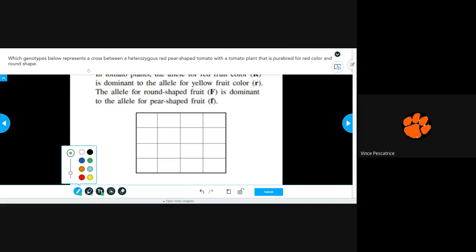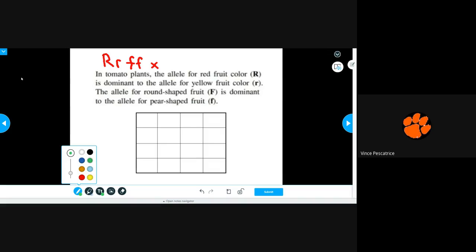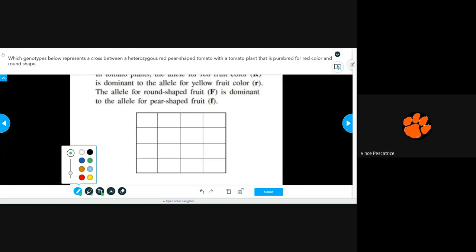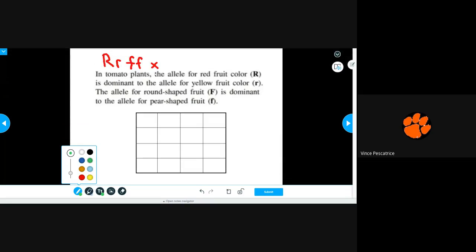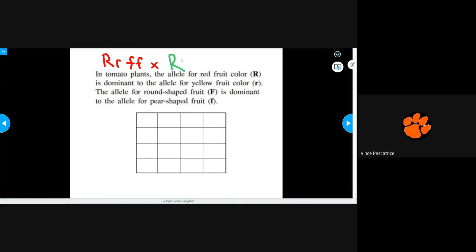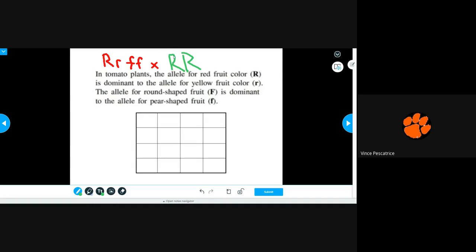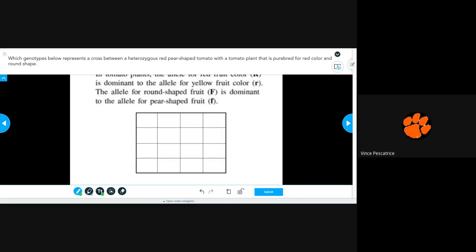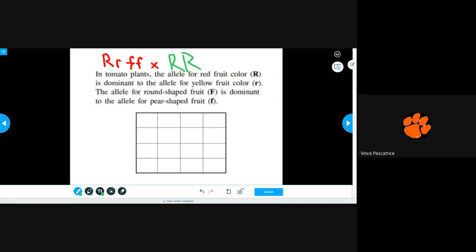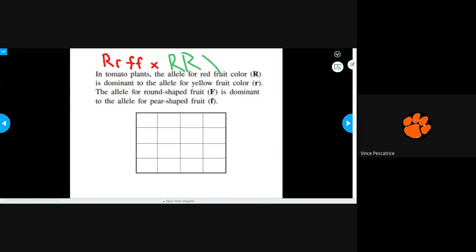That is paired with, all right, it wants us to pair with a purebred red color, round shape. Purebred is another word for homozygous. So that means it's not going to have a heterozygous at all. The red color fruit is dominant R, so you'd have two uppercase R's, meaning there are no recessives, no carriers in this one. And you want it to have a round shape. Round shape is also dominant, so that's going to be your capital F's.